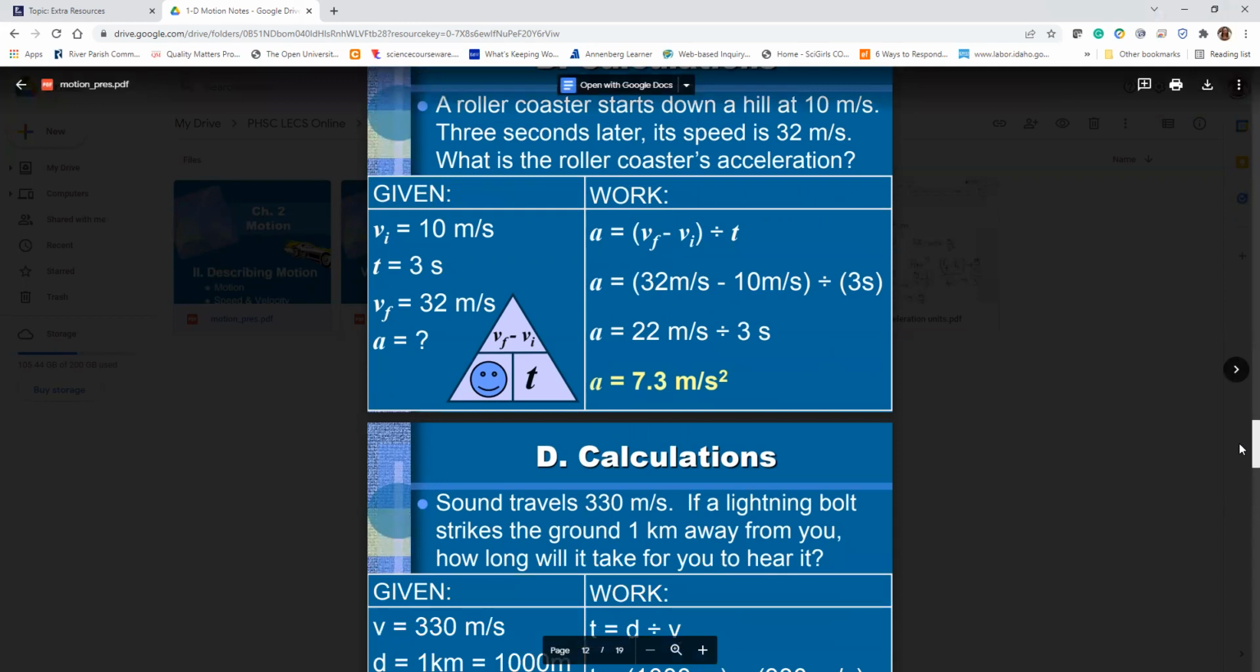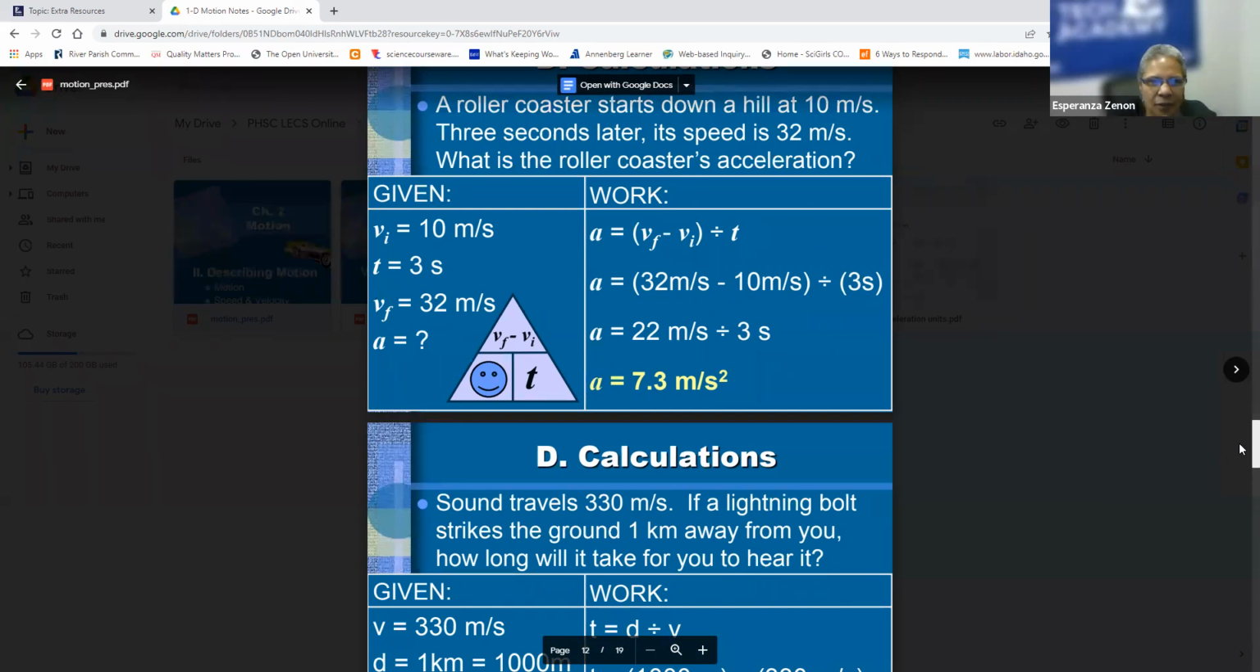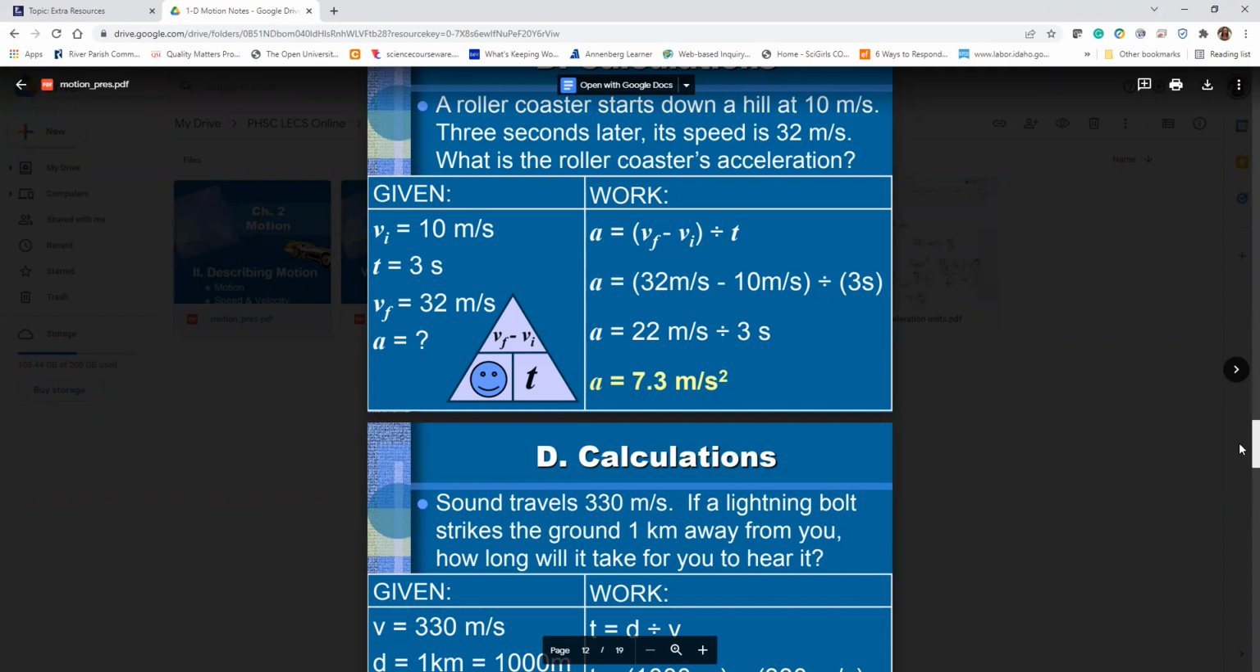Just to confirm, the smiley face is G. No, because G only goes for free fall. The smiley face is A. Okay, so it would. Okay, thank you. Right, because remember, if it was free falling, you wouldn't need to find the acceleration. You would already know it.